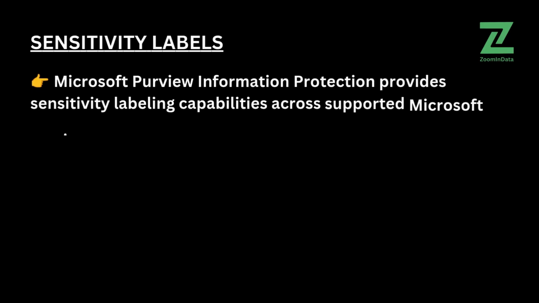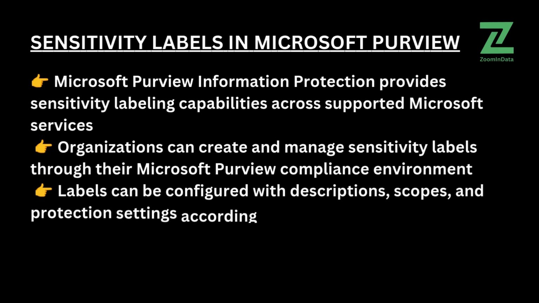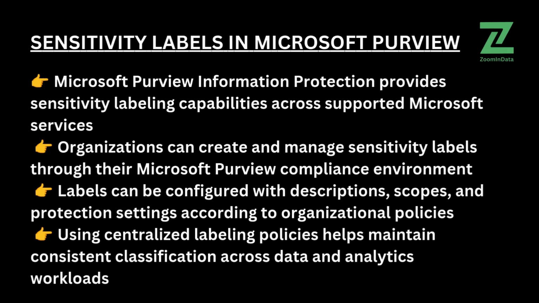Microsoft Purview Information Protection provides sensitivity labeling capabilities across supported Microsoft services. Organizations can create and manage sensitivity labels through their Microsoft Purview compliance environment. Labels can be configured with descriptions, scopes, and protection settings according to organizational policies. Using centralized labeling policies helps maintain consistent classification across data and analytics workloads.